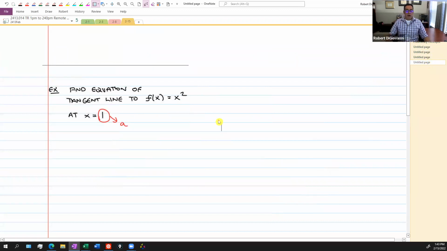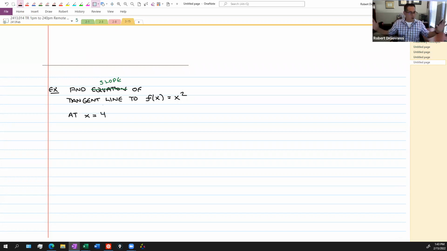So I want us to find, and let's just make it easy. Let's not even worry about the equation right now. Let's just say find the slope of the tangent line to the curve f of x equals x squared at x equals, let's go with 4. Okay.